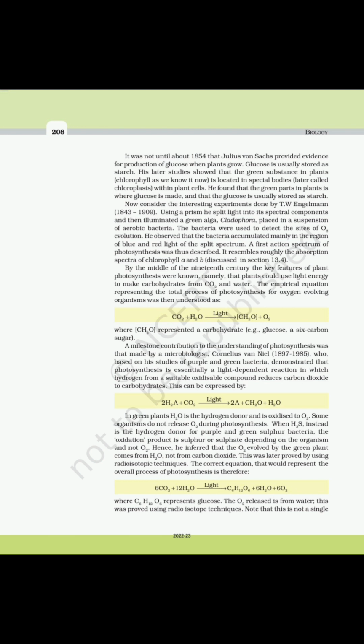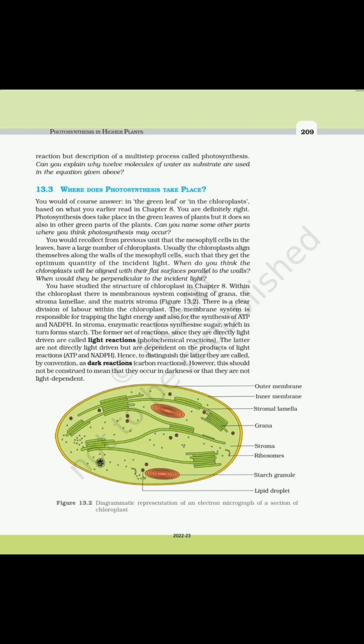The correct equation that would represent the overall process of photosynthesis is therefore 6CO2 plus 12H2O makes in presence of light C6H12O6 plus 6H2O plus 6O2, where C6H12O6 represents glucose. The O2 released is from water. This was proved using radioisotope techniques. Note that this is not a single reaction but description of a multi-step process called photosynthesis. Can you explain why 12 molecules of water as substrate are used?